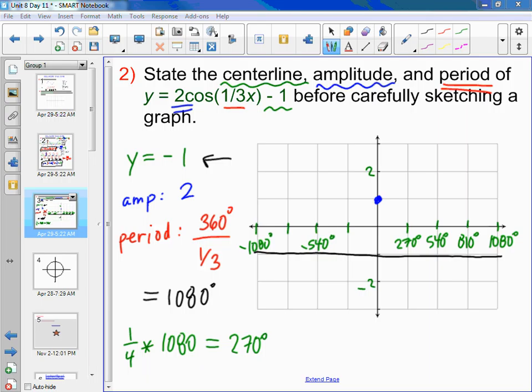Next, every quarter period, I go to another key point, so I'll go max, intercept, min, intercept, max, and it looks like one full period completes in 1080. That's what we calculated, 1080 degrees. Excellent. Extend that pattern to the left, please. Intercept, min, intercept, max, and we'll go ahead and connect it now with a nice smooth cosine curve in both directions.